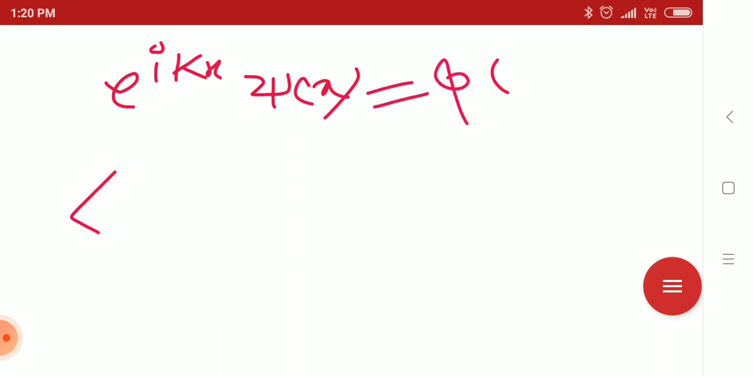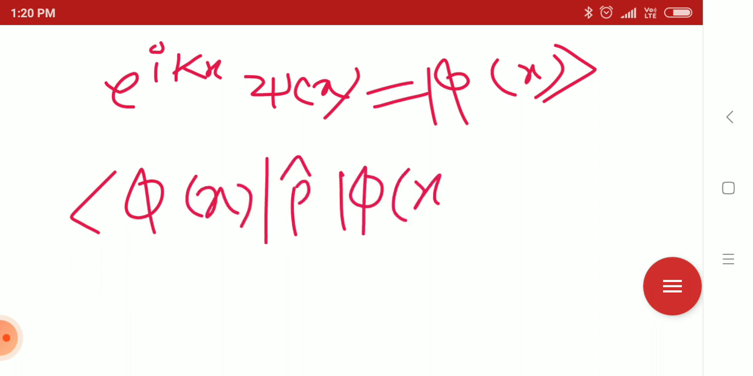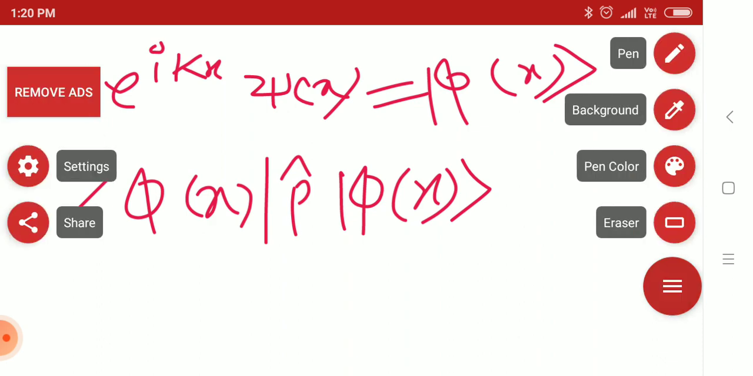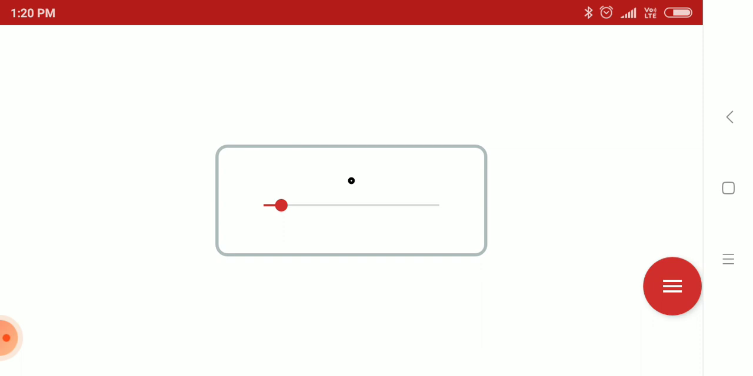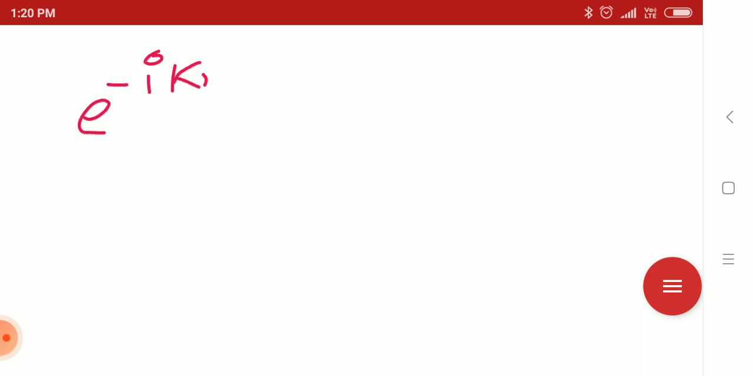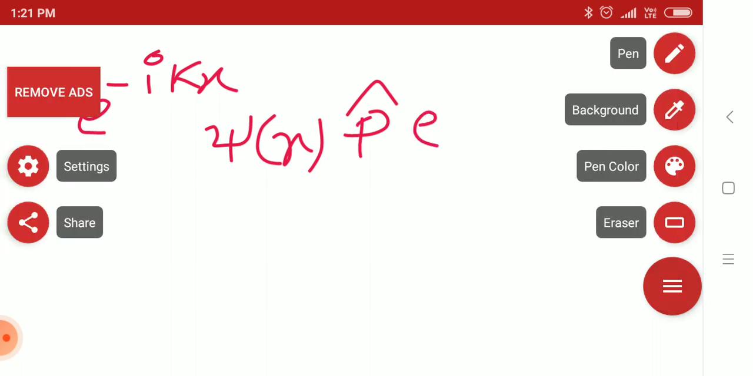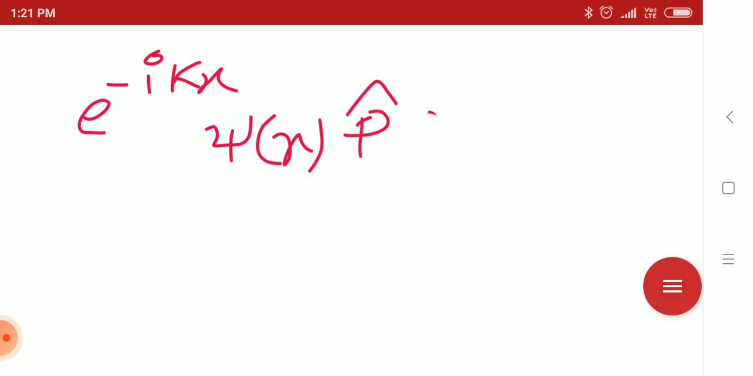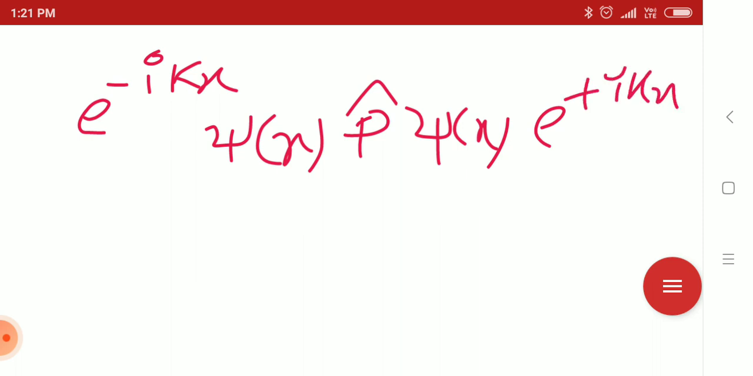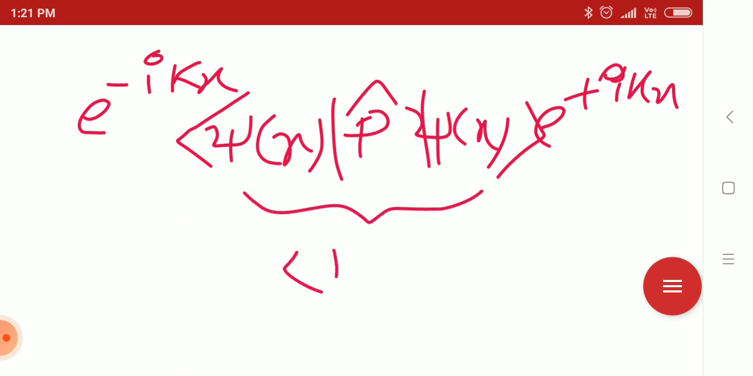Now let us consider this state as ket phi x. So bra phi x, p, ket phi x. What will be the result? We can write it as e to the power minus ikx, psi x, p hat, e to the power plus ikx, psi x. We can see that this is the expectation value of momentum.